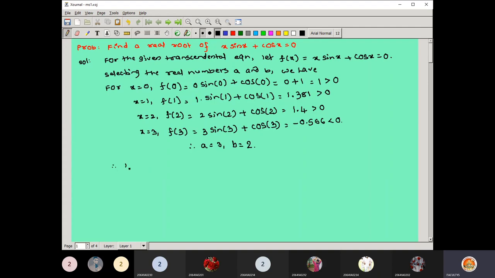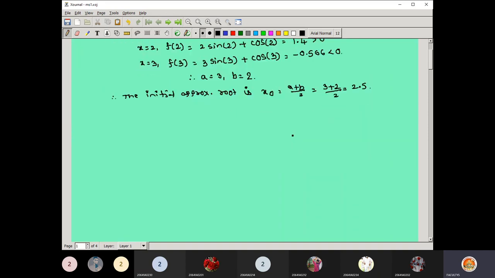Therefore the initial approximate root, the starting solution x naught, equals a plus b divided by 2, so you get 3 plus 2 divided by 2. The answer is 5 by 2, or I can write 2.5. So the first solution is over.